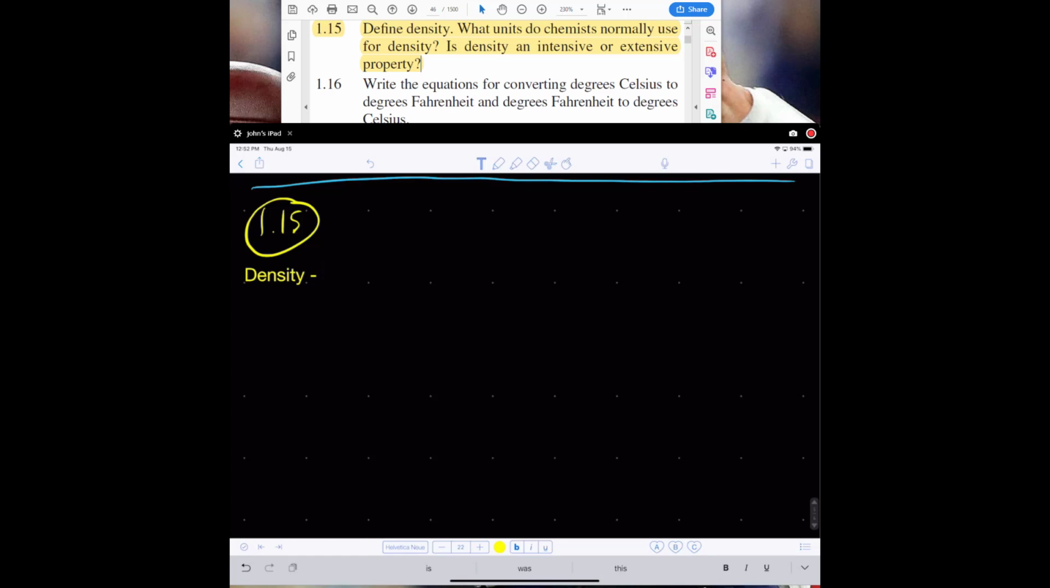Question 1.15, they're asking us, define density. What units do chemists normally use for density? And is density an intensive or an extensive property?